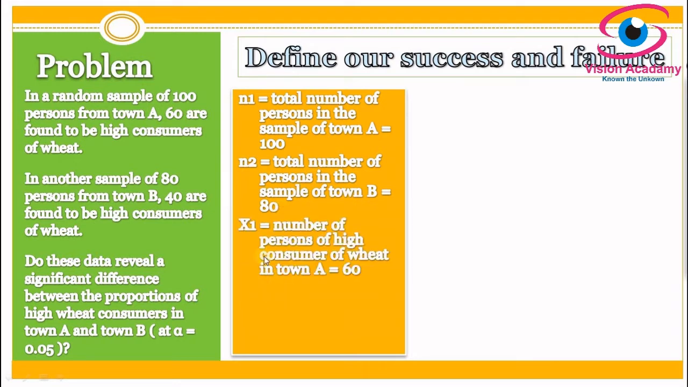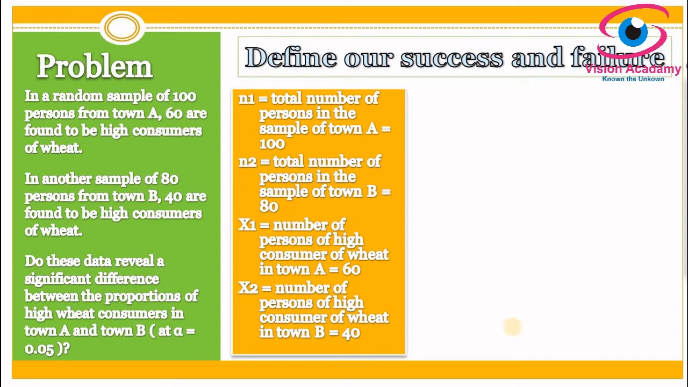Now we want to define success. As I said, success will be taken as high consumer of wheat. X1 is the number of high consumers of wheat from town A. In town A, out of 100 samples, 60 are found to be high consumers of wheat. So X1, the number of persons who are high consumers of wheat in town A, is equal to 60. And let us see town B. Here out of 80 samples, 40 are found to be high consumers of wheat. So X2, the number of high consumers of wheat in town B, is 40.